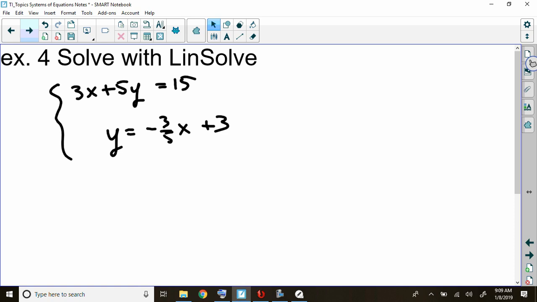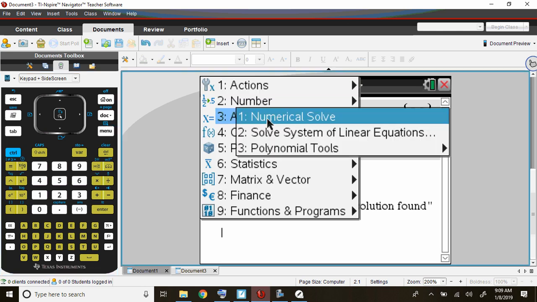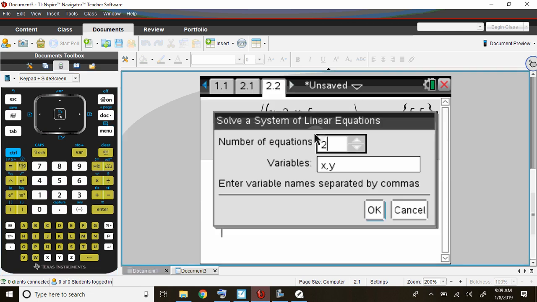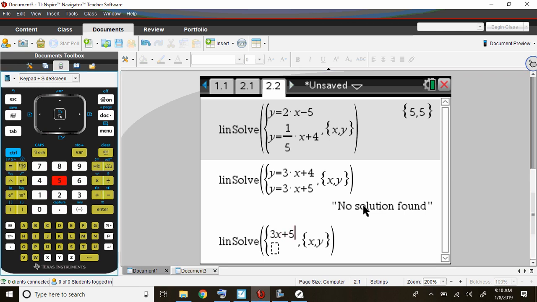I probably wouldn't want to use a matrix because I'd have to put the one equation in standard form. Probably wouldn't want to graph because there's too many buttons to press, but this LinSolve is awesome. I like using it, so let's try it. Menu, algebra, solve system of equations, two equations, x and y. Here we go. First equation, 3x plus 5y equals 15.